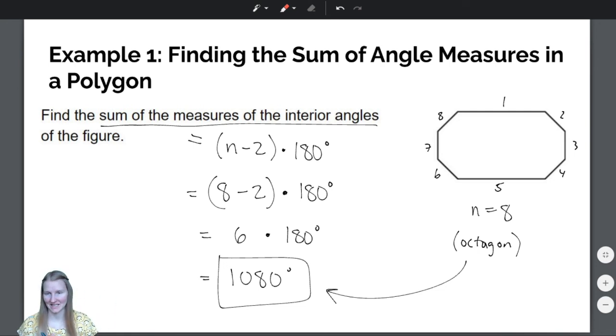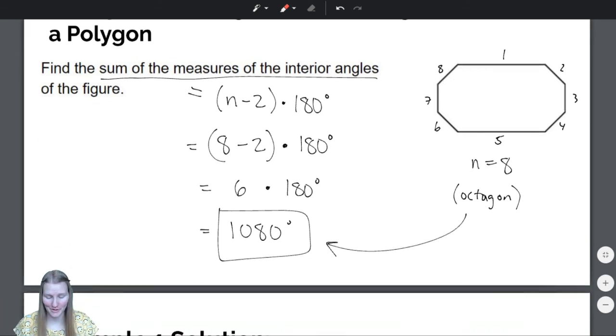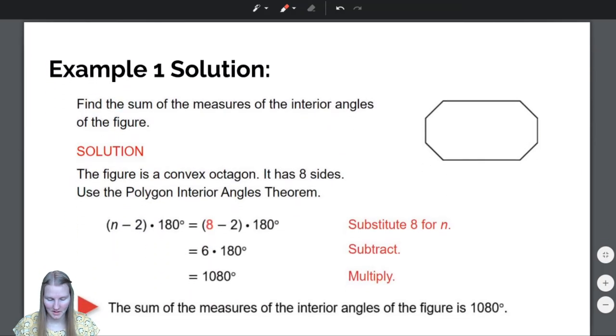1,080 degrees in it. And we could see that if we triangulated this shape, if we drew all the triangles that this shape contains, we could see 1, 2, 3, 4, 5, 6. 6 triangles, 6 times 180 is 1,080. Let's check and see if we were correct. N minus 2 times 180, 8 minus 2 times 180, 6 times 180, 1,080. Awesome, we were correct.